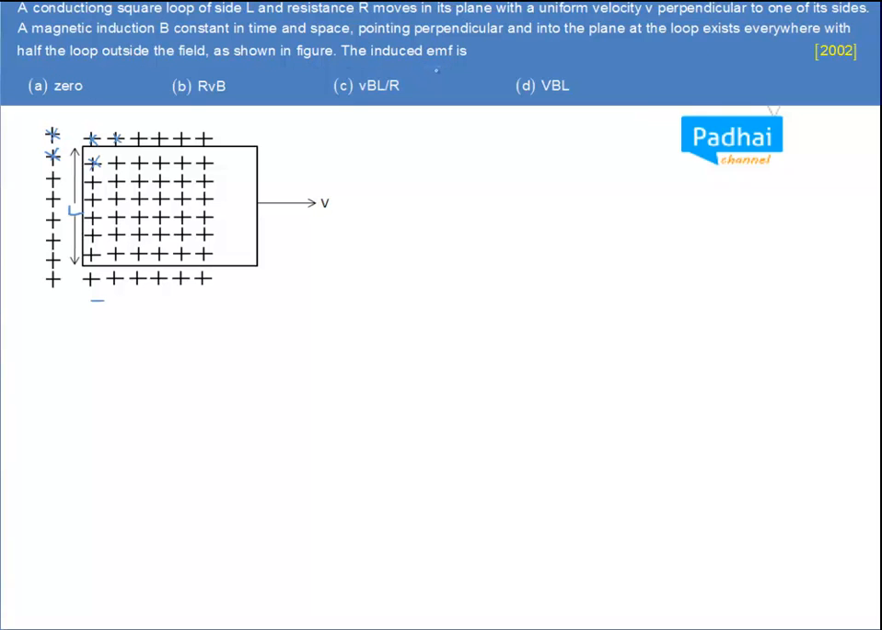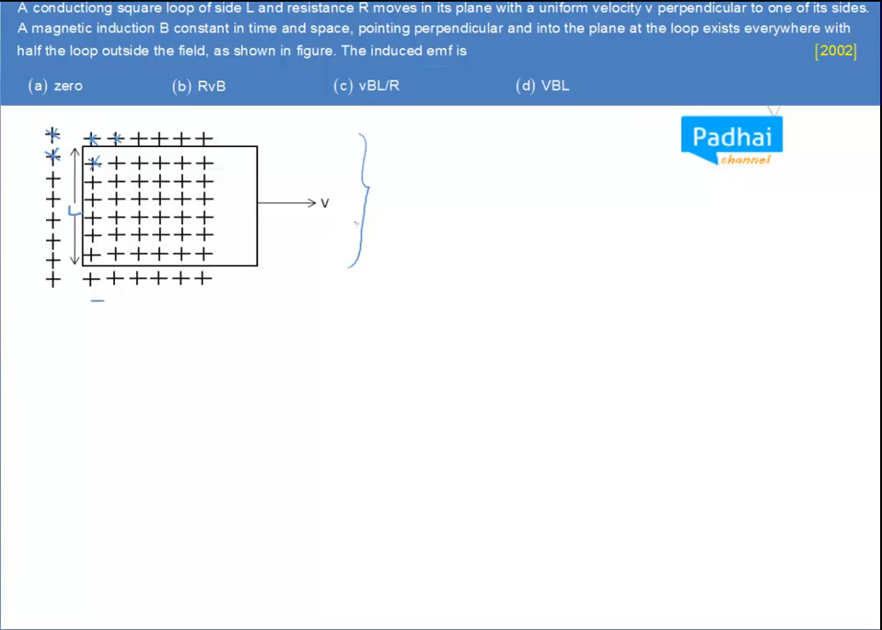Now what is the induced EMF? This is the kind of question which is there in almost every book. Any book you take out for IIT or AIEEE, you'll find the same question. Every institute's package must be having this kind of question, almost the same question.